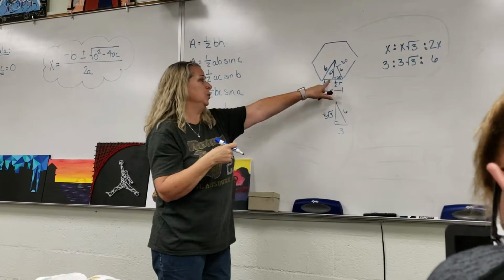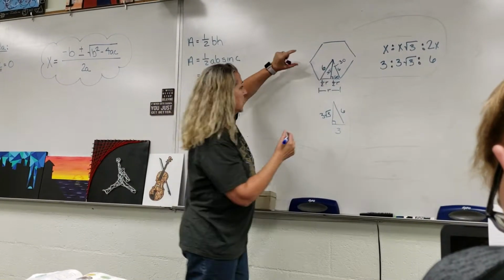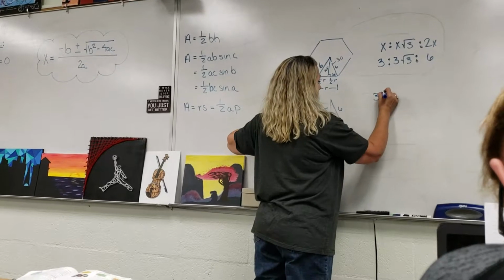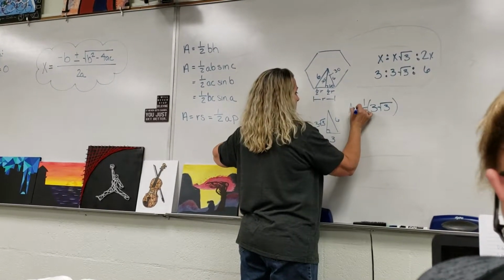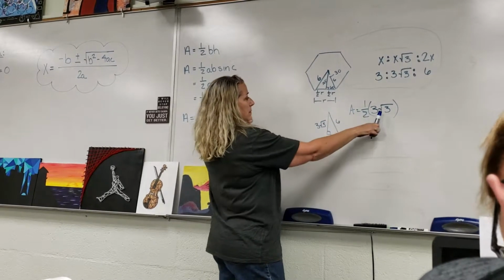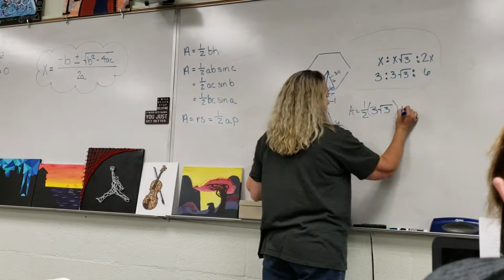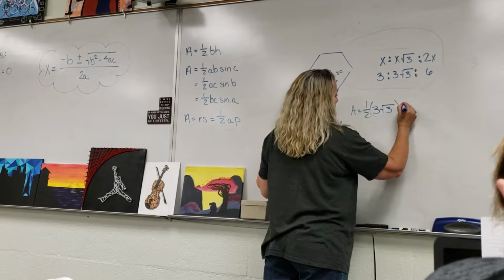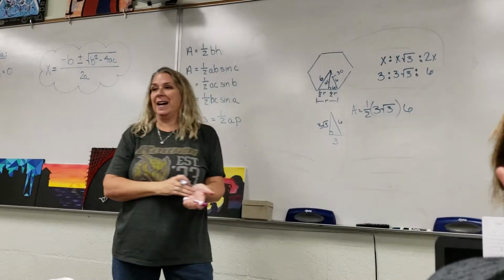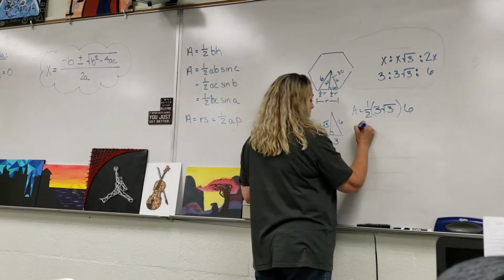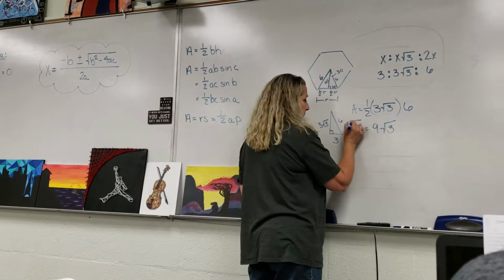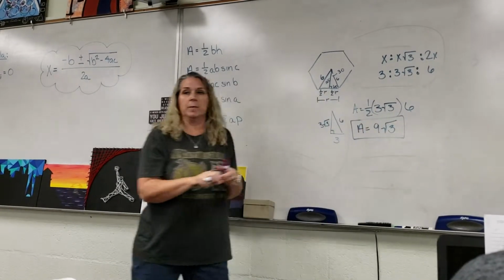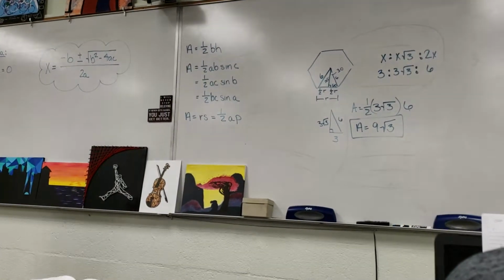And then we can do base times height, so the height is 3 rad 3 times 1/2. And then that's the height, 1/2, and the base is r, which is 6. And then you just simplify that. So half of 6 is 3. 3 times 3 rad 3 is going to be 9 rad 3. We don't have to worry about plus or minus because we're not going to have any negative length.